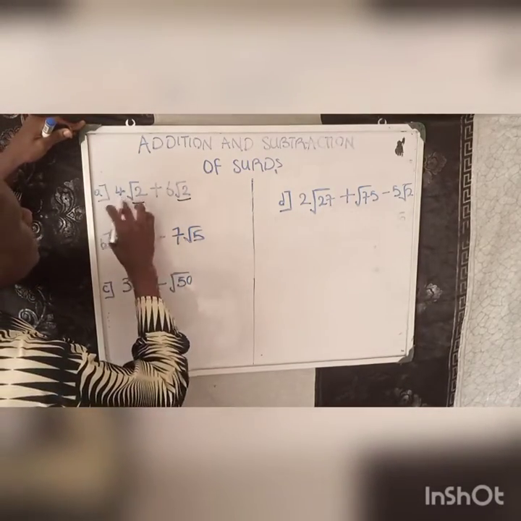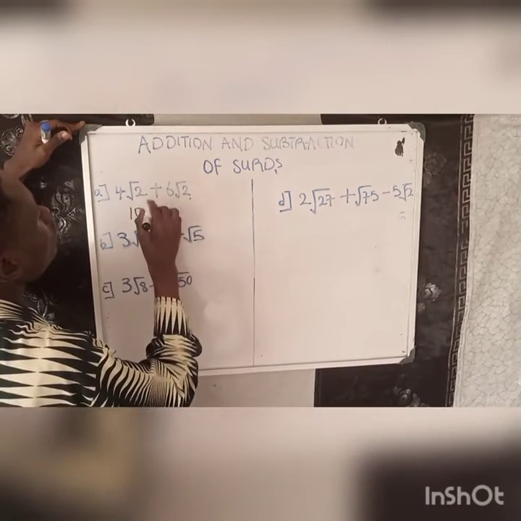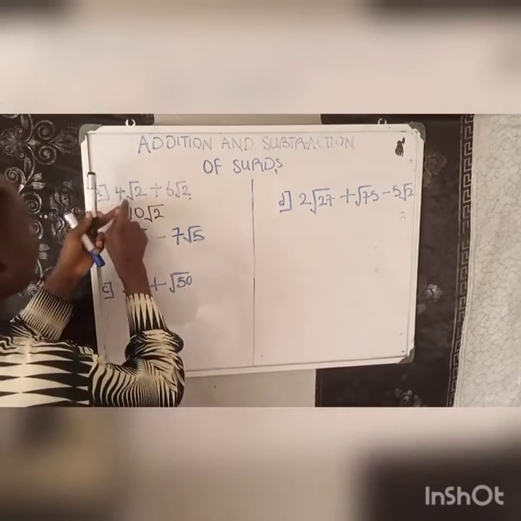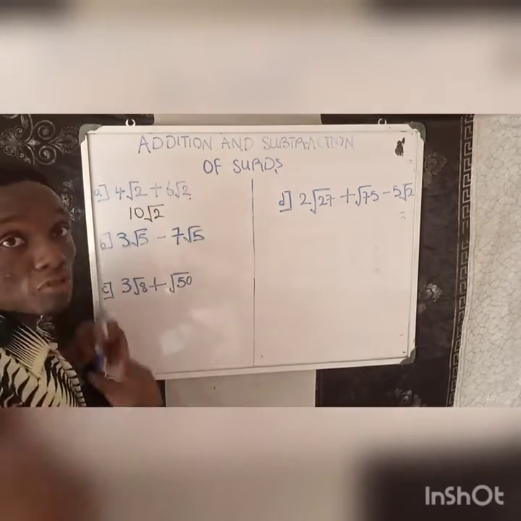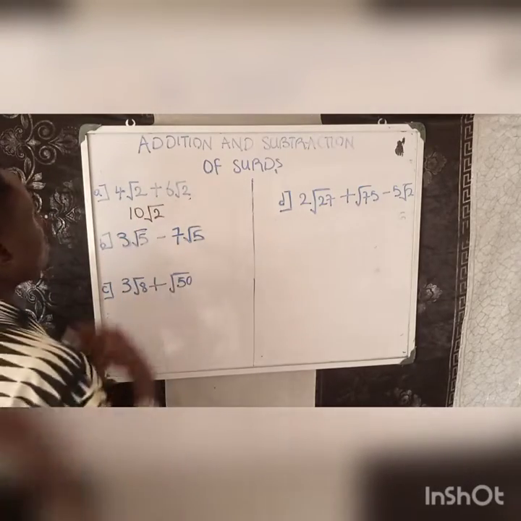We just add: 6 plus 4 is 10. And our root 2 still remains. So this is our answer. Just like 4 apples plus 6 apples will give us 10 apples, the same way, 4 root 2 plus 6 root 2 will give us 10 root 2.